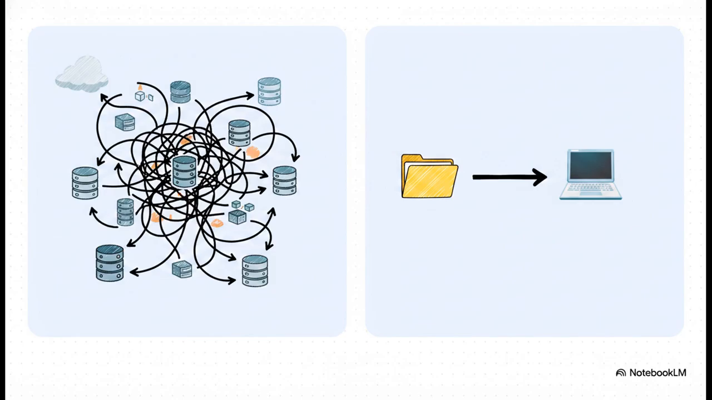With OpenClaw's file model, you need zero external infrastructure. It is just human-readable markdown files. That makes it incredibly simple to version control with Git, to back up, and most importantly, to debug. You can literally just open a text file and see exactly what the AI knows.